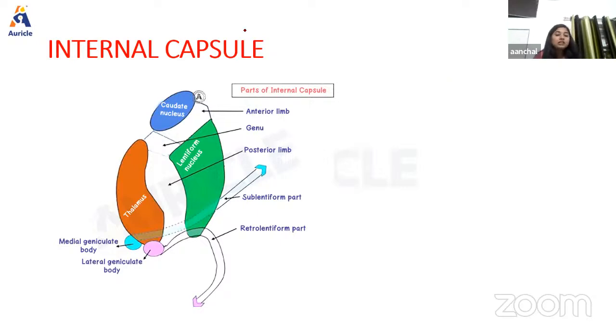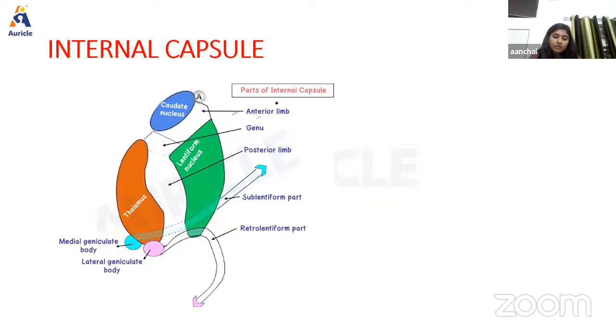Now we're going to discuss some parts of the internal capsule, or the divisions of the internal capsule. As we can see, it has two limbs, the anterior and the posterior. In between the two limbs lies the genu of the internal capsule, and the distal end of the posterior limb is continuous as the caudal portion of the internal capsule.